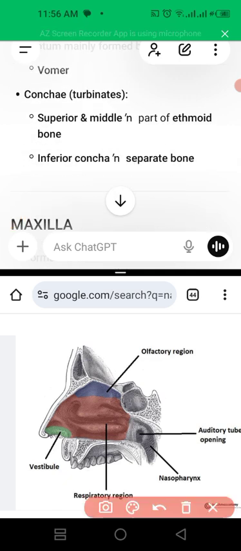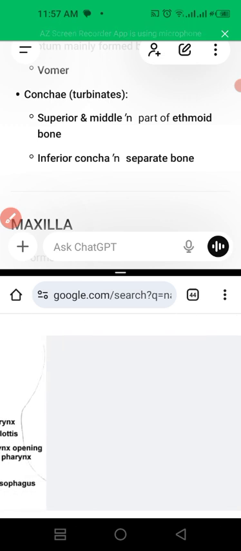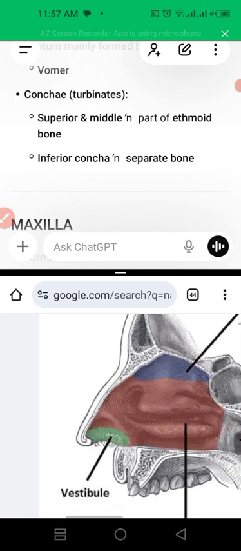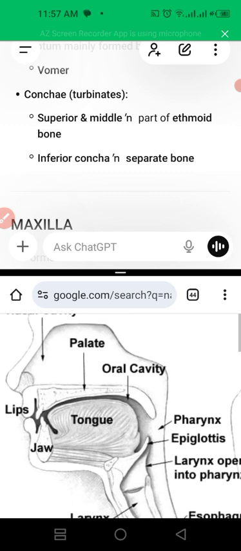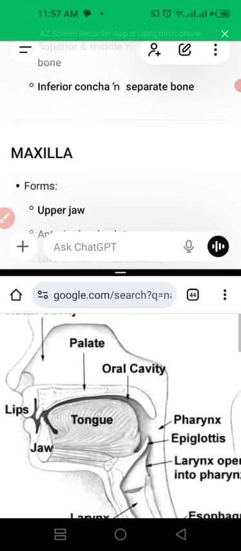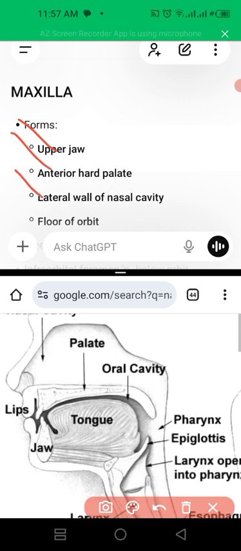There are the superior meatus and inferior conchae that separate the bone. Superior and middle meatus are part of the ethmoid bone. Okay, so in this image you can see the inferior conchae, and then there comes the maxilla. The maxilla is the upper jaw, with the anterior hard palate, and laterally the nasal cavities.